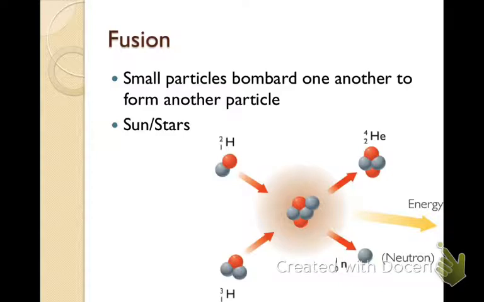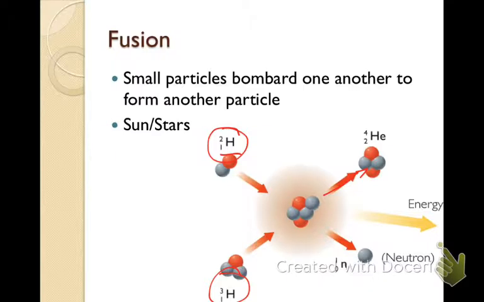Fusion, well, if you think about two things fusing, that means that they're combining together. So you have two small particles hitting one another to form another particle. So in this case, you actually have two hydrogens, a deuterium and a tritium, colliding with one another to form a helium nucleus, some neutrons, and a whole bunch of energy. This occurs in the sun and other stars.